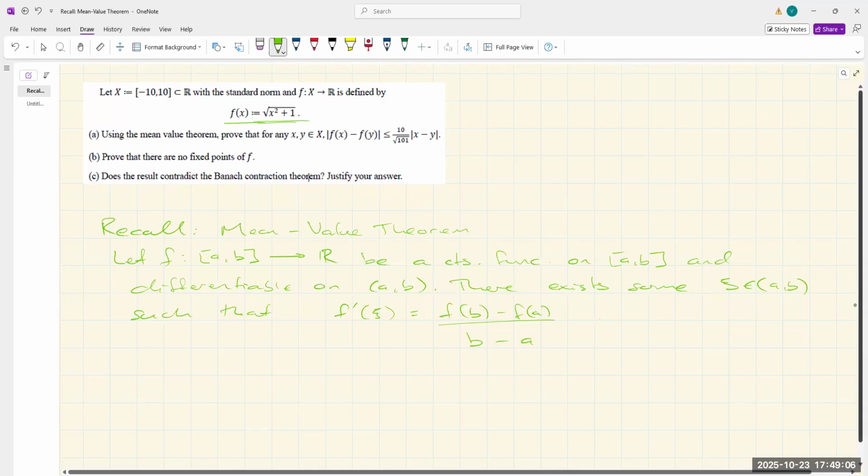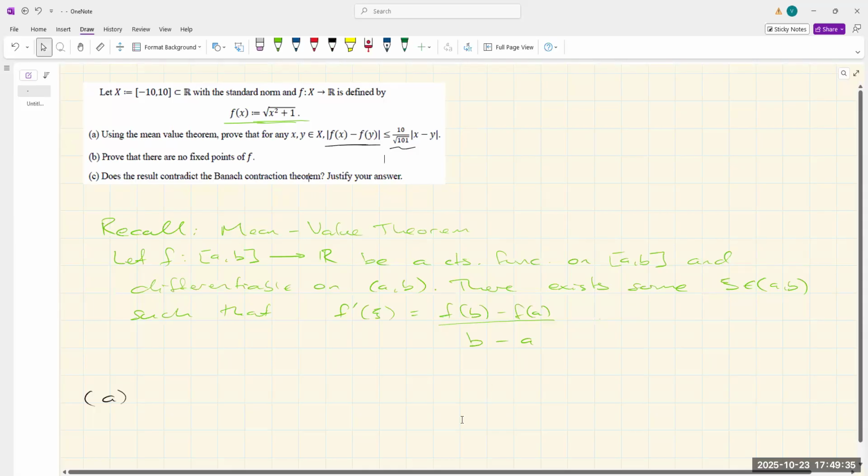And okay, so we just need that for the first part. So let's try the first part (a) using this. I want to use this mean value theorem to show that I could bound the difference in the function values. Basically, we're showing f is Lipschitz continuous with Lipschitz constant 10 over square root of 101.